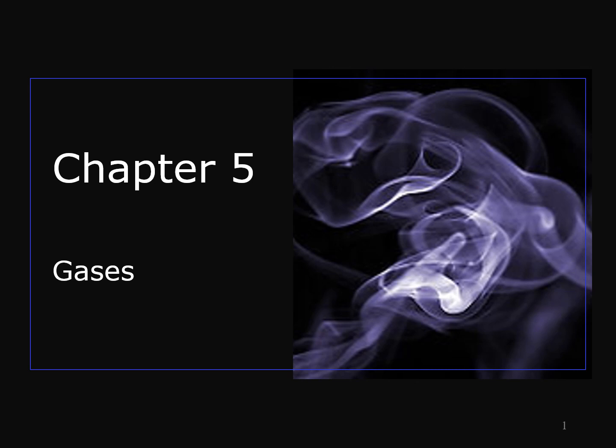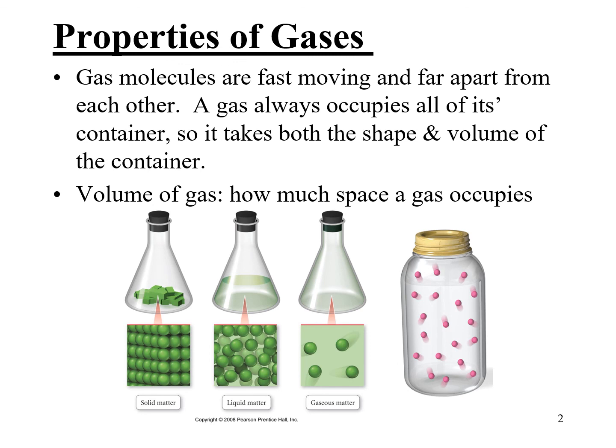Chapter 5 is about gases. In Chapter 1, we learned about the three phases of matter. We have solid, liquid, and gas. Solids have a unique shape and volume, whereas liquids have a unique volume but take the shape of their container, and gases take the shape and volume of their container.